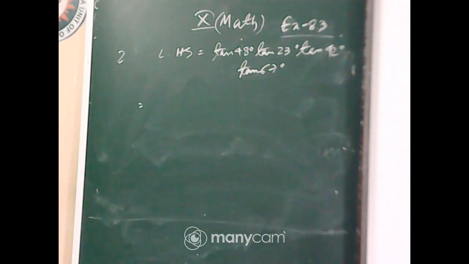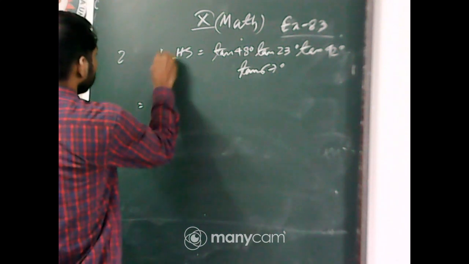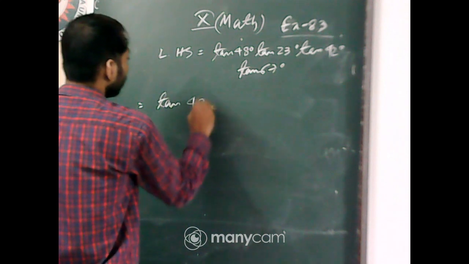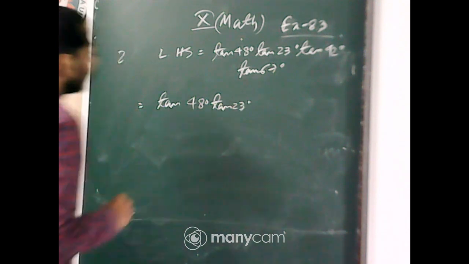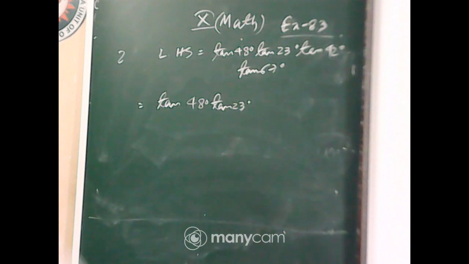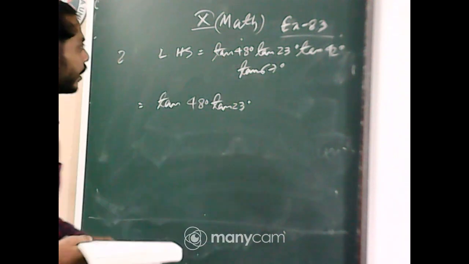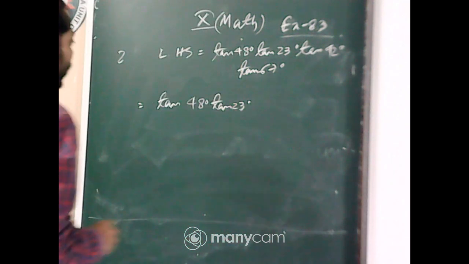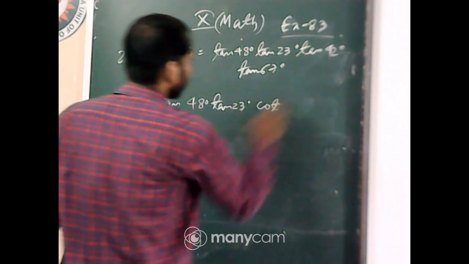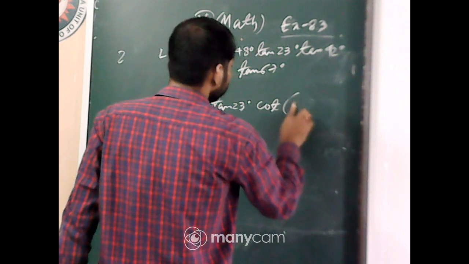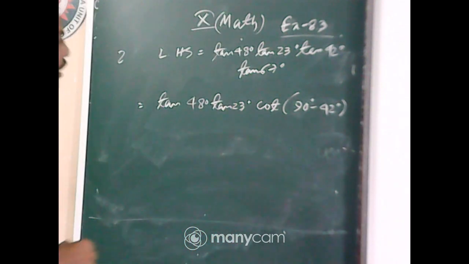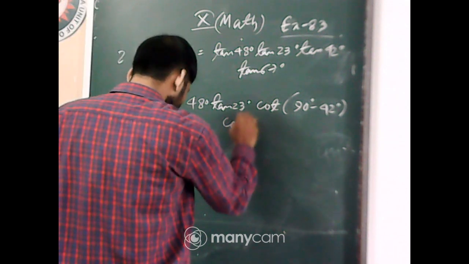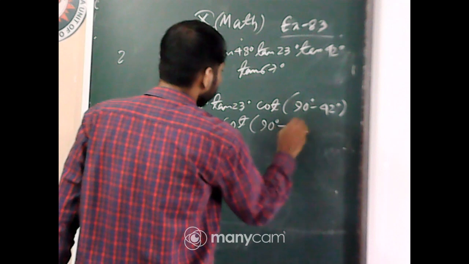So now for solving this one, just keep the first two as it was, keep it in the given form. That means tan 48 degree remains tan 48 degree, tan 23 degree remains tan 23 degree. Now change the last two. So instead of tan 42 degree, we may write cot 90 degree minus 42 degree. And also instead of tan 67 degree, we may write cot 90 degree minus 67 degree.